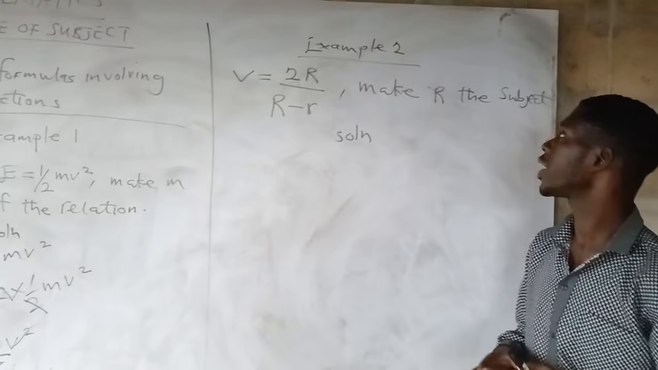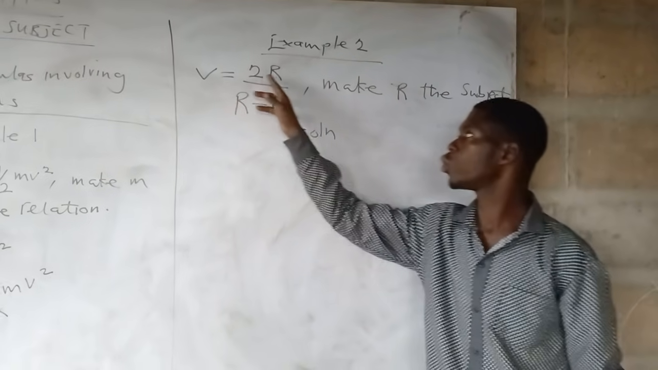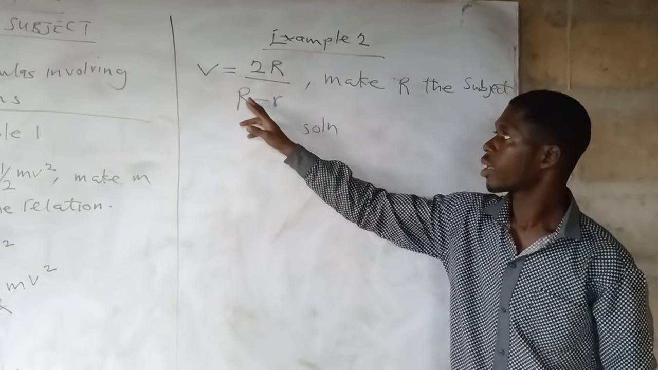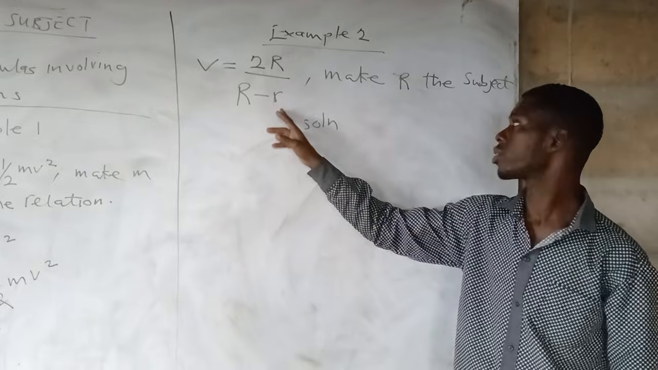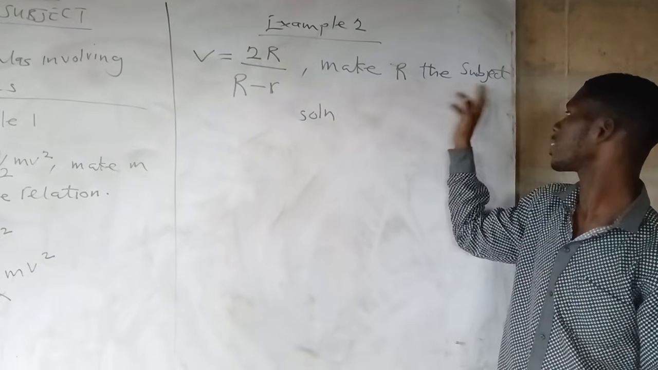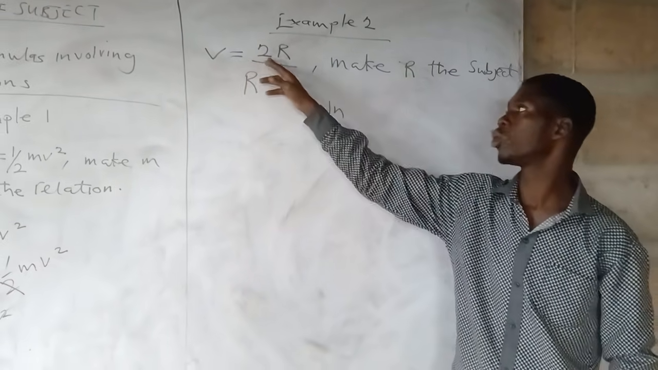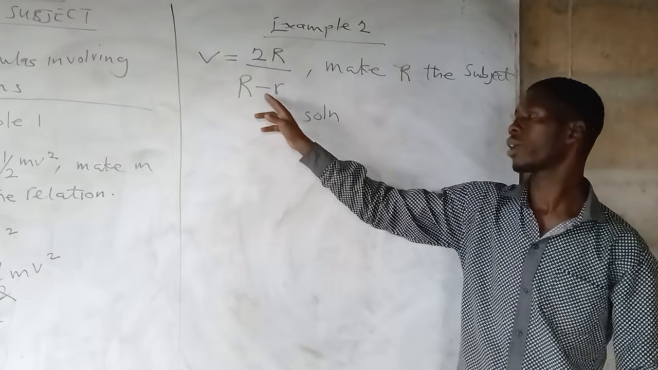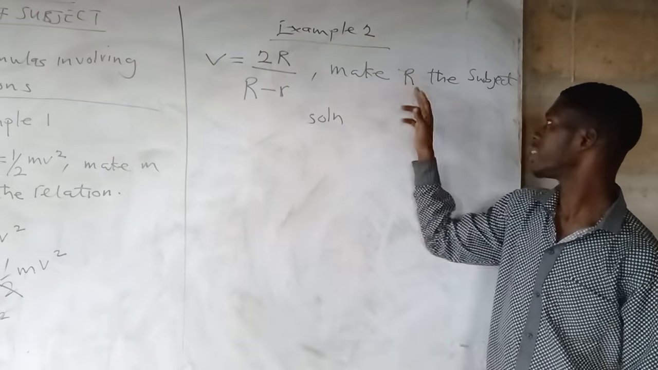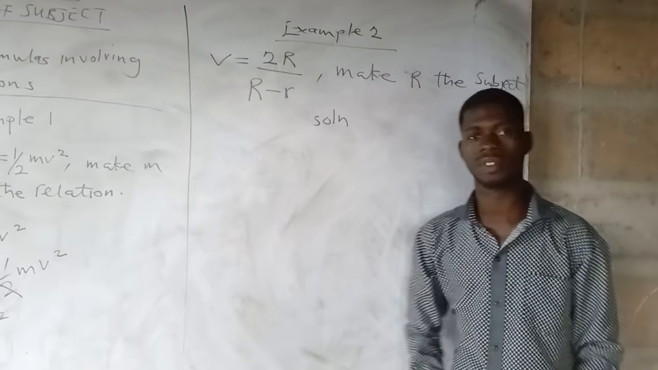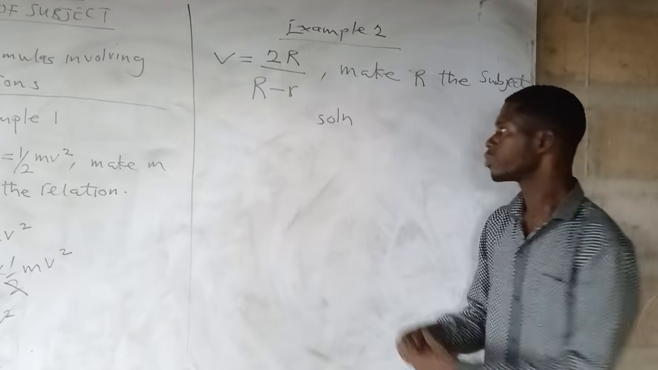Okay, so example 2. It says V equals 2R over R minus r, where the small r is there. Make the capital R the subject. So V equals 2 capital R over capital R minus small r. Make the capital R the subject of that relation.